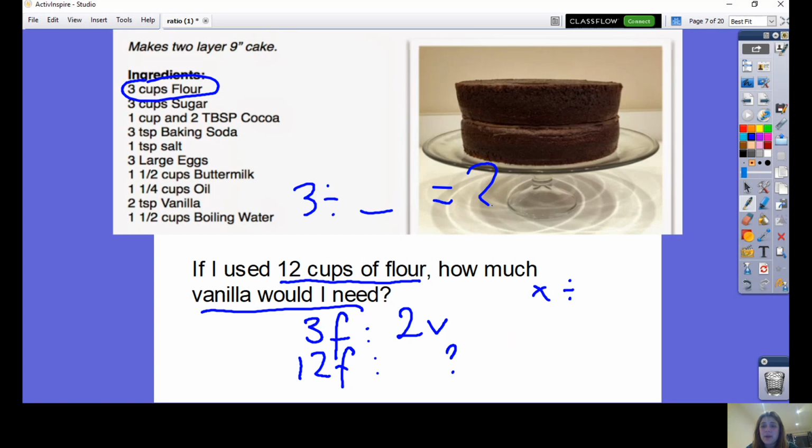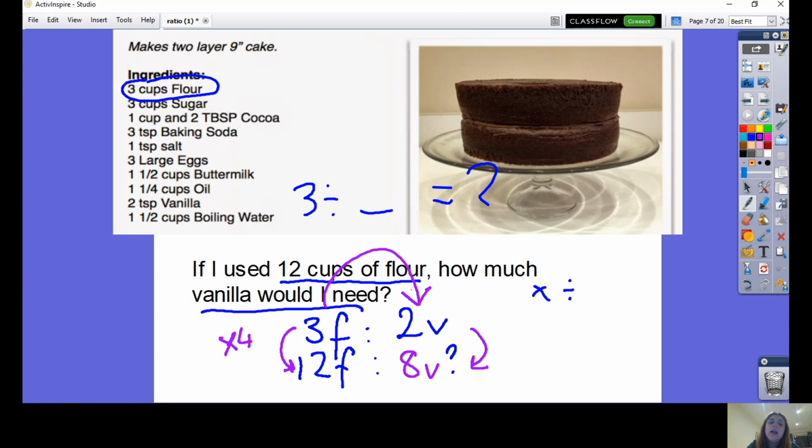Not really. So for this question, I'd use the other method. I'd say, how do I get from 3 to 12? I'm going to times by 4. What do I do to 2? I do 2 times 4. That makes 8.